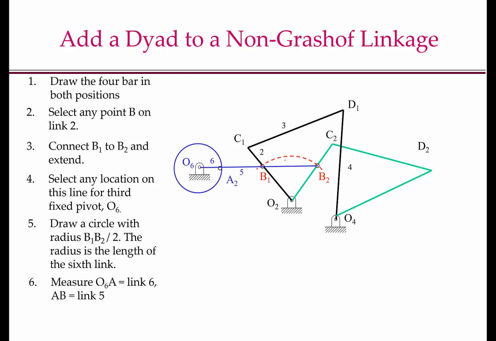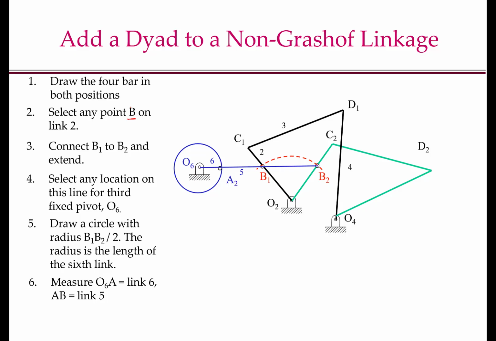O6A now becomes my crank or link 6, and AB is the other link or the link 5, which will essentially connect the crank to the link O2C and drive the link O2C. Note that point B is a choice here. I could have selected the point B anywhere on the link. It didn't need to be on the line O2C1.